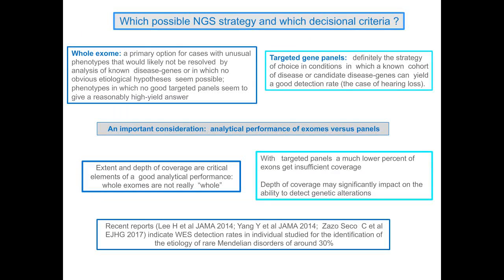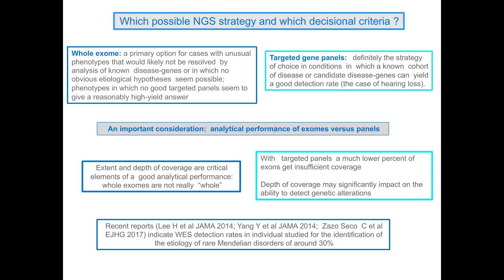But then the question is, which technology are we choosing? Which are the possible NGS strategies, and how do we decide which strategy we want to use? The two main options are whole exome sequencing and targeted gene panels.